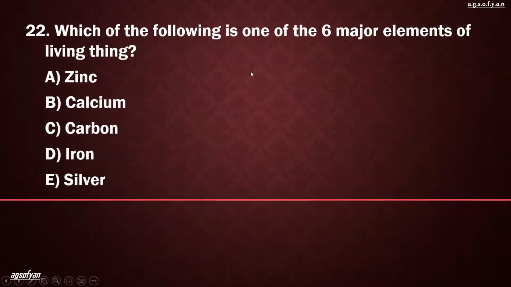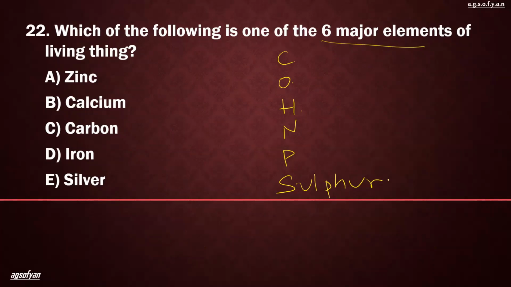Next, which of the following is one of 6 major elements? Remember 6 major elements: carbon, oxygen, hydrogen, nitrogen, phosphorus, sulfur. So which one you see over there? Silver. No, this one is sulfur, not silver. This one carbon. Yeah, it's gonna be carbon. Silver is not. Silver is metal.